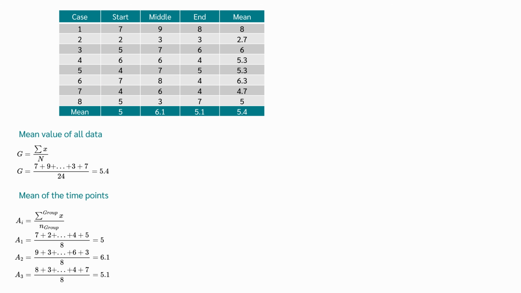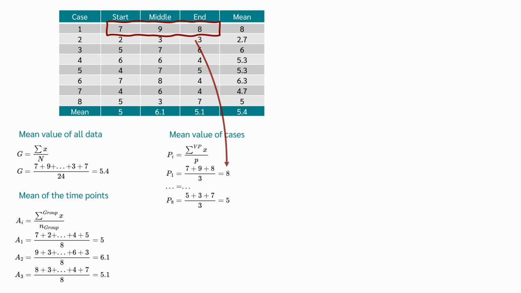Then we calculate the mean value of the 3 groups. For the first group, we get a mean value of 5. For the second, a value of 6.1. And for the third, a value of 5.1. And finally, we can calculate the mean value of the 3 measurements for each person. So for the first person, for example, we have an average value of 8 over the 3 measurements, and for the last person, we have an average value of 5.